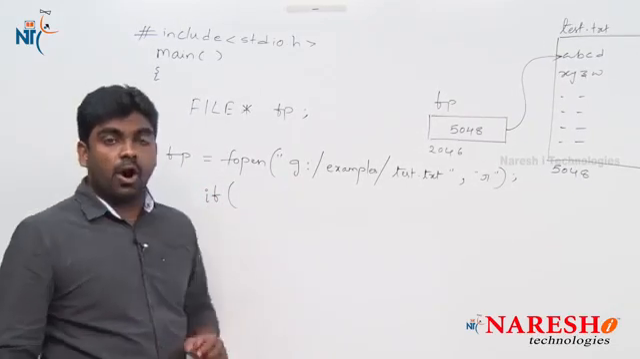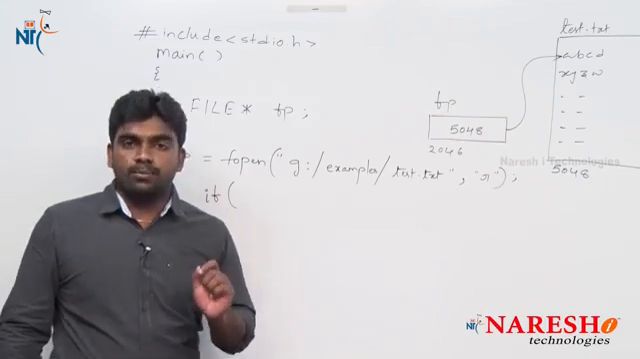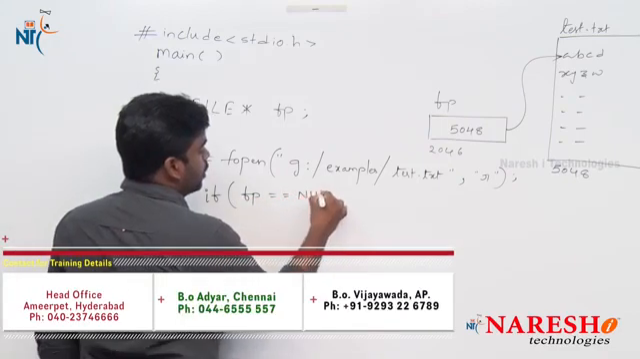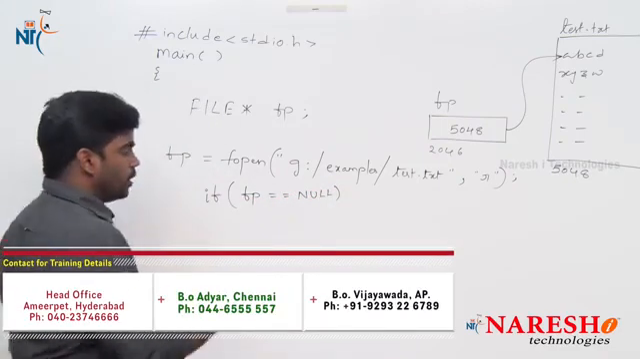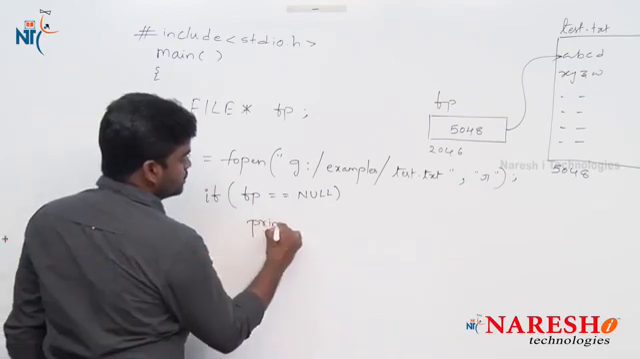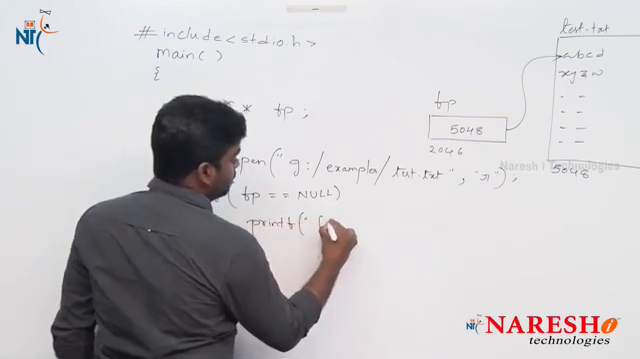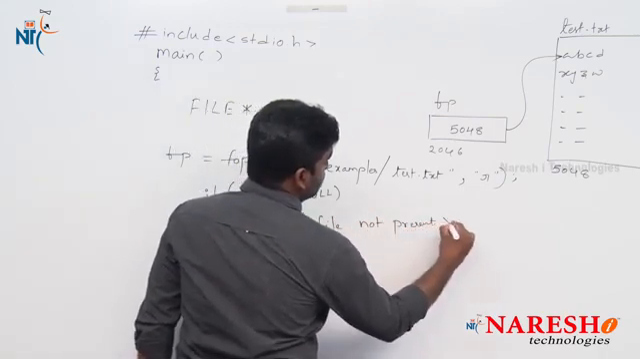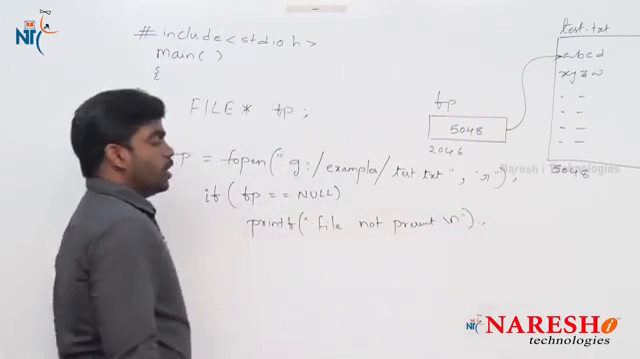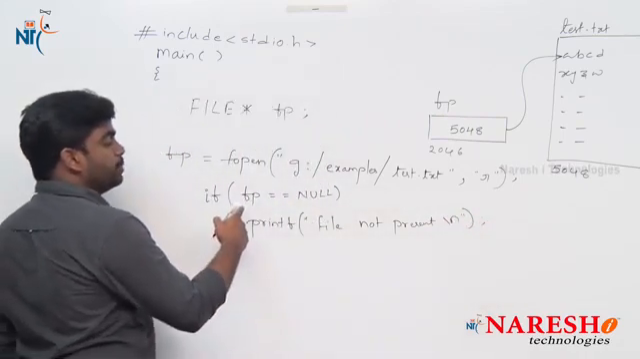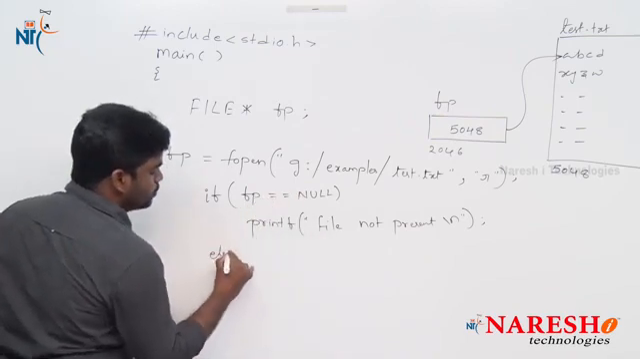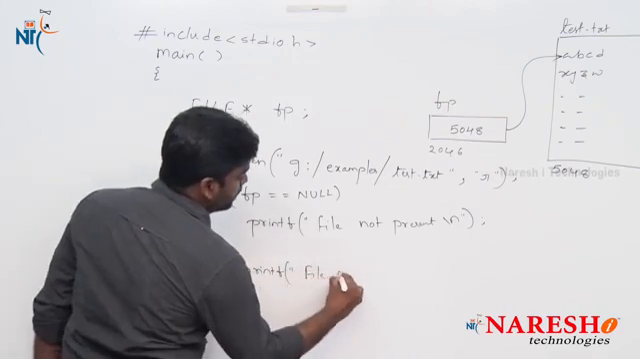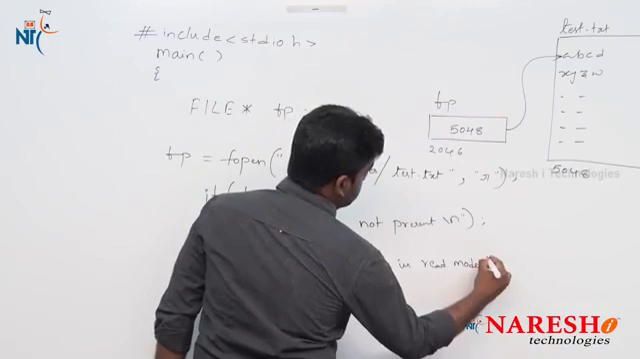How can we check? On failure, it returns a null pointer. So if fp equals null, that means the file is not opened. So here we are printing the message with printf: file not present. A message we are giving very clearly, file not present. Suppose if fp is not equal to null, then the else block executes. Then this message will print: printf file opened in read mode. This is opening the file.